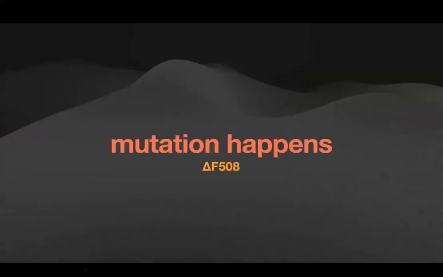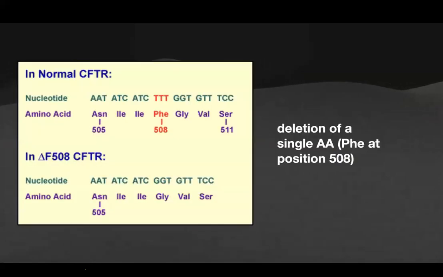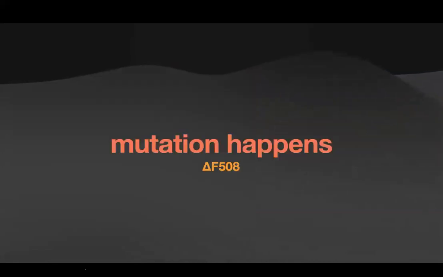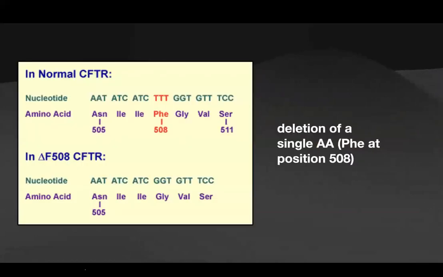However, imagine if someone has a mutation. The most common mutation that happens in cystic fibrosis is something called delta F508. Delta just means deletion. So it's a deletion of a single amino acid, the amino acid phenylalanine at position 508. So delta F508 is supposed to tell you it's a deletion of phenylalanine at position 508.